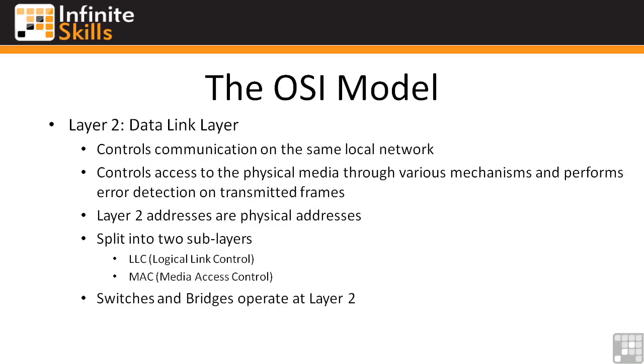Switches and bridges operate at layer 2. Remember where we said hubs operate at layer 1 because hubs are just dumb repeaters. I see electricity come in, electricity goes out. Switches and bridges actually look at the MAC addresses, the layer 2 addresses in the Ethernet frames, and they will say, oh, well, I see that your destination is this MAC address, so I'm only going to send that packet out the one port that's connected to that MAC address.